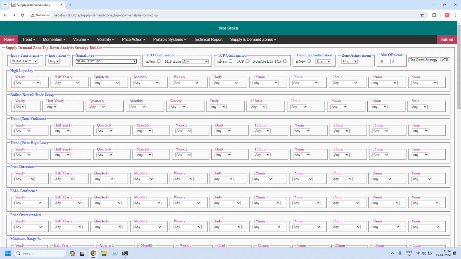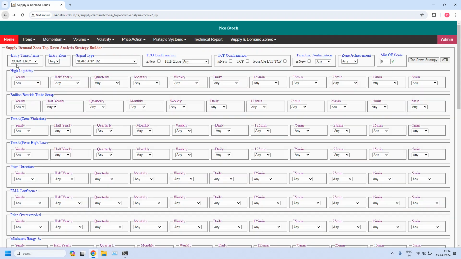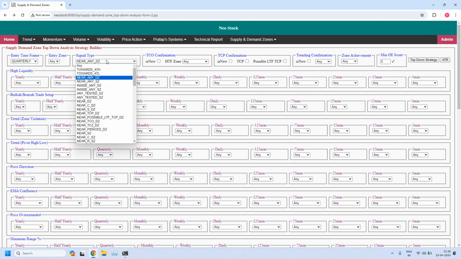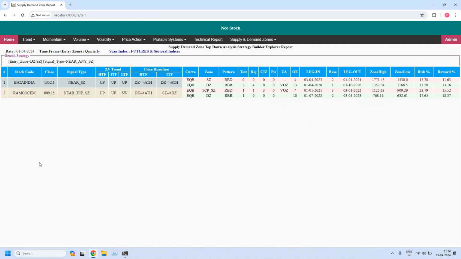Okay, I am going back, changing the time frame to quarterly. Let us find the stocks near quarterly demand zone. So these three stocks are filtered near to the quarterly demand zone. That means prices are nearing to the quarterly demand zone. So I am going back. For quarterly time frame, let us find the stocks near quarterly supply zone. So two stocks are filtered, which are near to the quarterly supply zone.